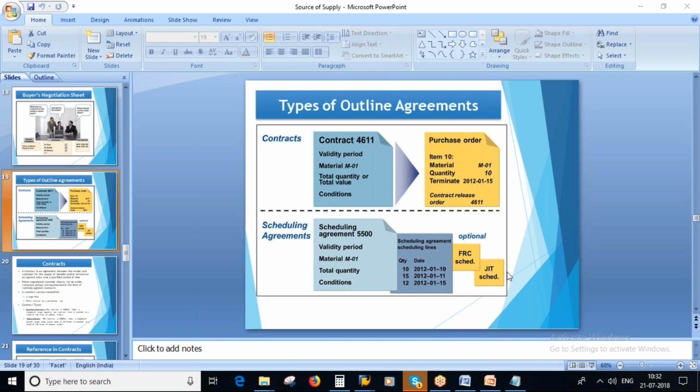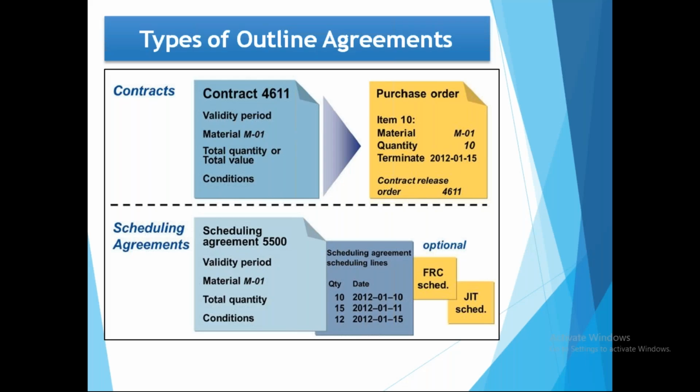Okay, we'll start again. Now we'll start with the outline agreements. In these outline agreements, basically you have two things: the contracts and the scheduling agreement. Contracts means you will have a contract with your supplier for a specific quantity or for a value. That means you have a contract with your supplier that I'm going to purchase this much quantity.